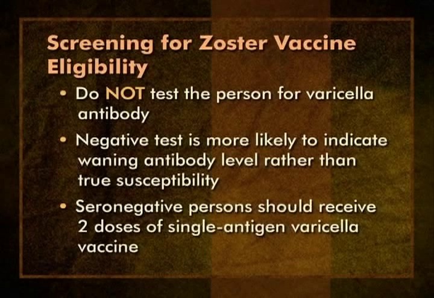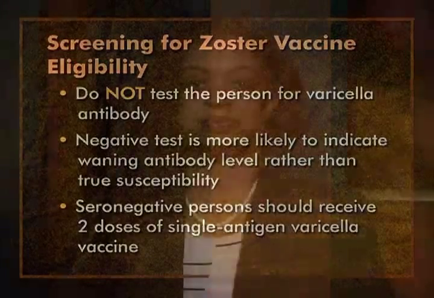Also, you should not test the person for varicella antibody regardless of their history of chickenpox. Although most persons 60 and older will test positive since they had chickenpox, some will test negative. A negative screening test is more likely to indicate waning antibody level below the detection limit of the test rather than true susceptibility. Persons who are tested and found to be seronegative should receive two doses of single antigen varicella vaccine, not zoster vaccine. Zoster vaccine is not currently indicated for a person whose immunity is based on vaccination.